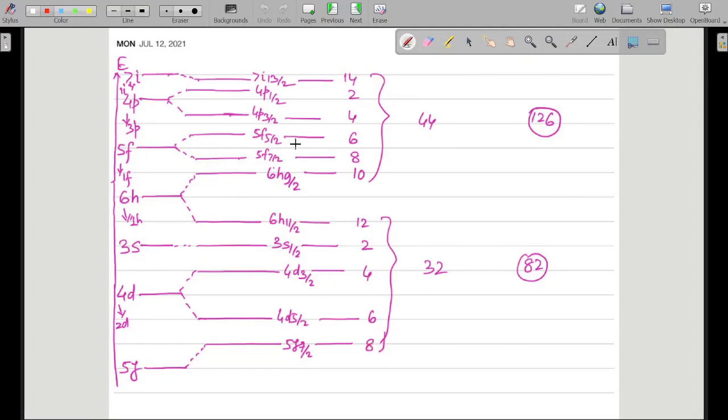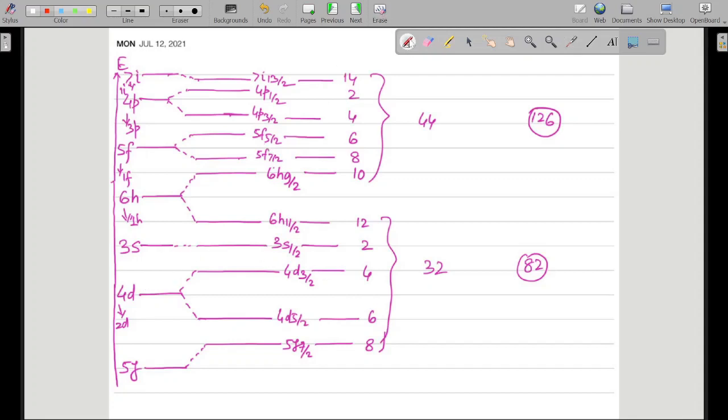Now after 5g, how we encountered 4d, I have already told you. But L equals what? For d, L equals 2, as in s, p, d. So 2 plus half is 5/2, 2 minus half is 3/2, right? Now 2 into 5/2 plus 1 is 6, 2 into 3/2 plus 1 is 4. Still magic number not encountered, so we will again go for the next energy level.